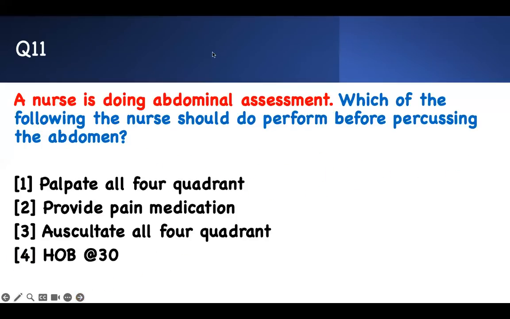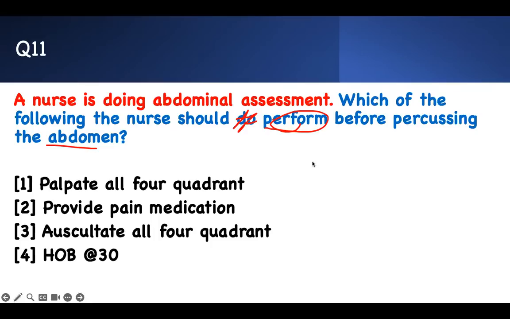Number 11. And next is doing abdominal assessment. Which of the following should the nurse perform before percussing the abdomen? The nurse is doing abdominal assessment. Which of the following should the nurse perform before percussing the abdomen?